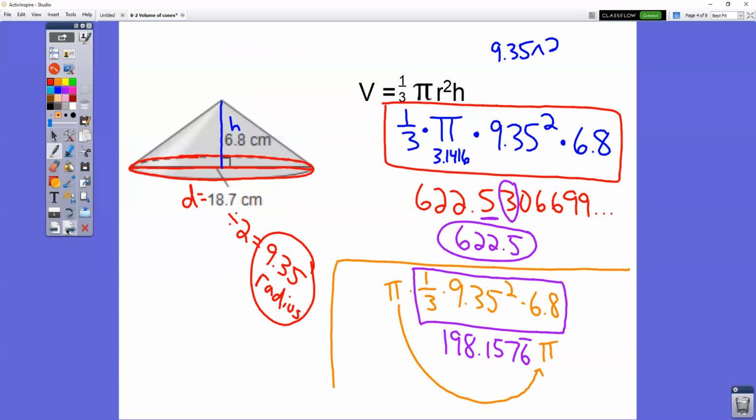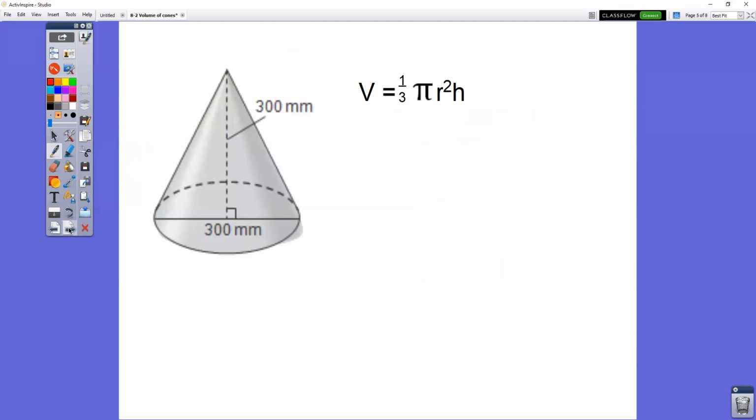Go ahead and try another one on your own. Now be very careful. Again, notice that we have our circle at the bottom, but this 300 represents the diameter. The diameter is 300 because it goes all the way across the circle. We don't want the diameter, we want to use the radius, so make sure that you use the radius instead of the diameter. Go ahead and do this one, please. Find it both ways, rounding to the nearest tenth and leaving it in terms of pi.